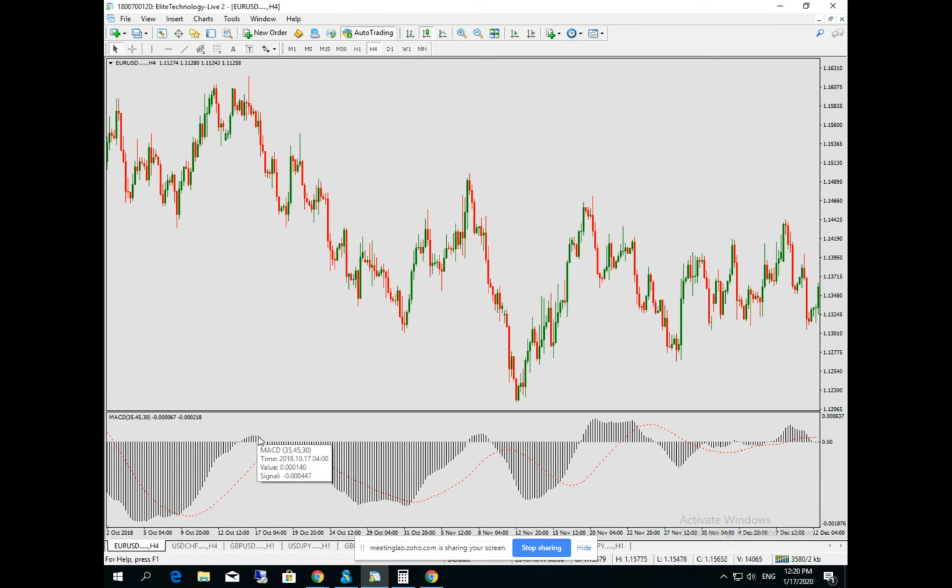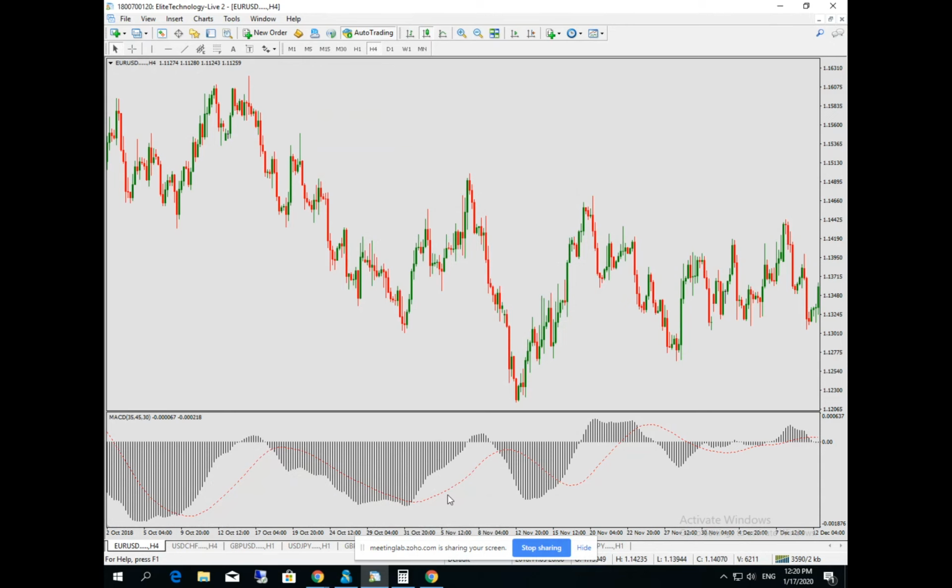When the short crosses the long, when the 35 crosses the 45, from above to below, it's a signal for a sell position. And vice versa, when the short one crosses from below to above the long one, as you can see here, it's a signal for a buy position. Okay, so far it's very simple, as you can see.